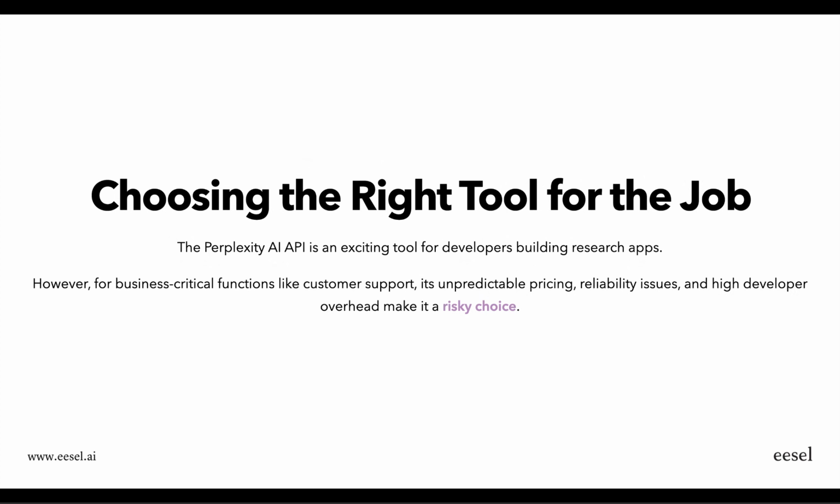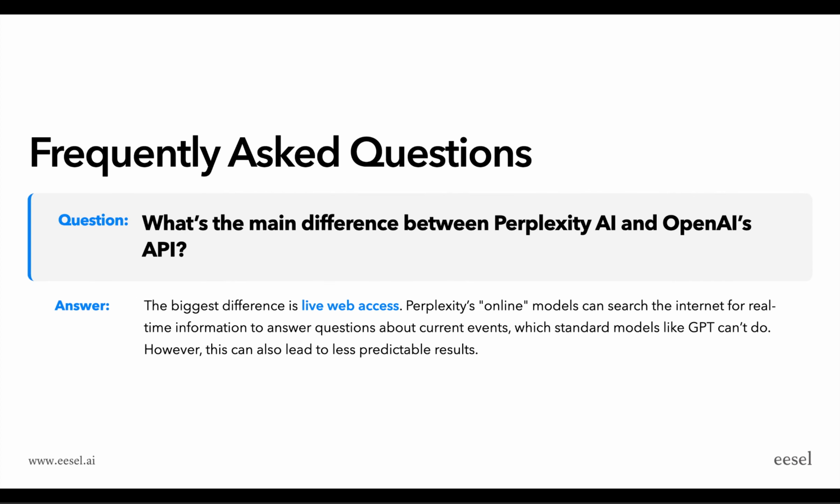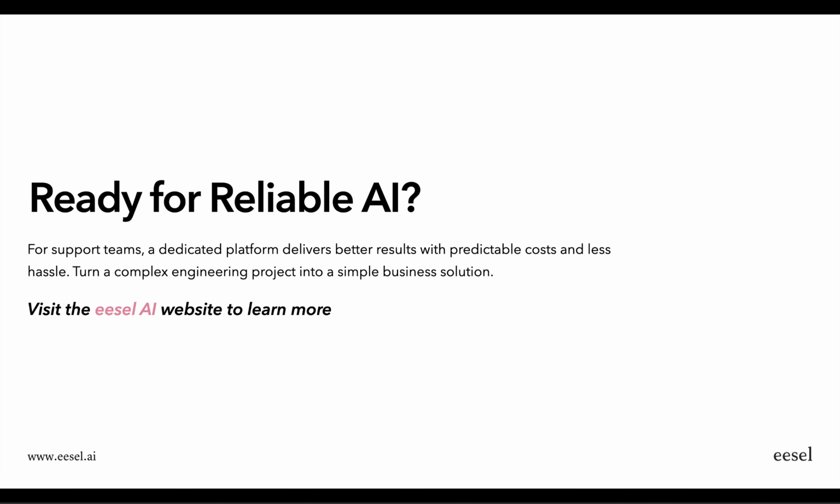A common question is, what's the real difference between Perplexity and something like OpenAI? The main thing is live web access, which lets Perplexity answer questions about current events. However, this can also make its answers less predictable. So, if you're looking for reliable AI that's built for a specific business need like support, a dedicated platform is the smarter way to go. It turns a complex engineering challenge into a simple, effective solution.